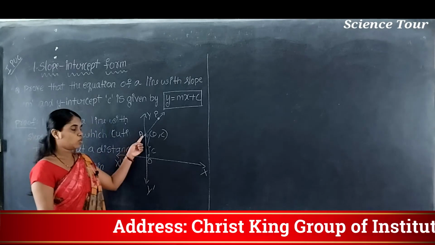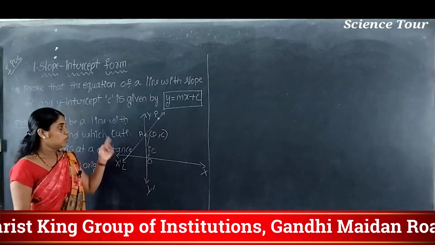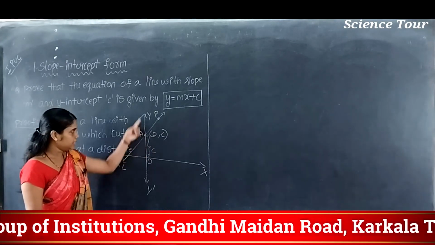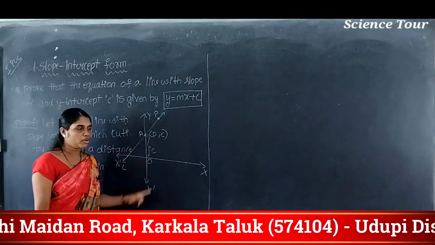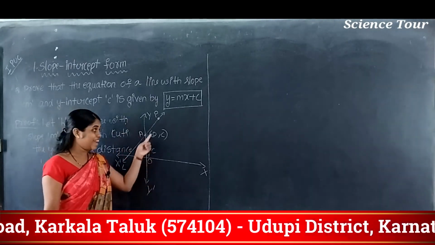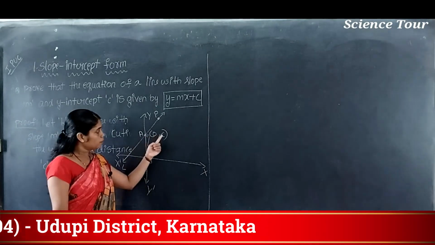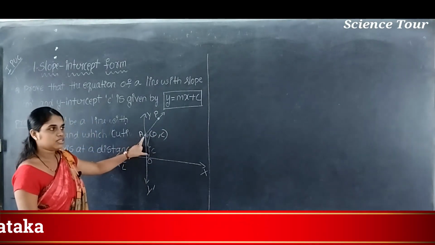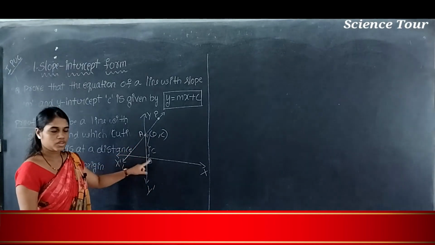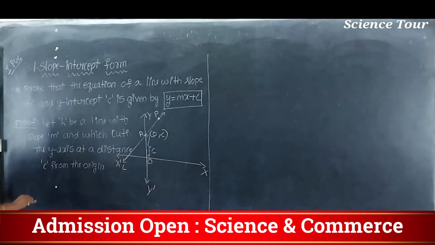Understood now? What is the coordinate of this point A? That is 0, c. Why 0? Because this point A lies on the y axis. We know that the x coordinate of any point on the y axis is 0. Next, what about its y coordinate? Its y coordinate is nothing but this perpendicular distance from the origin, that is c. Okay.